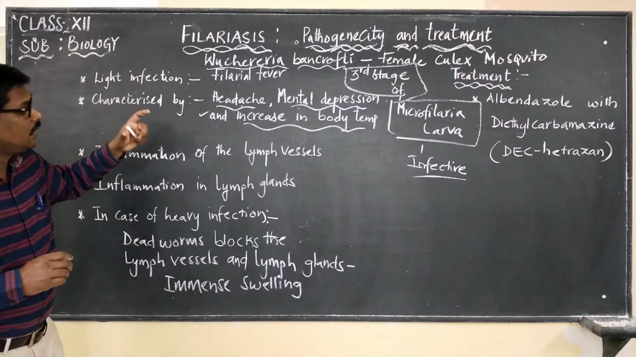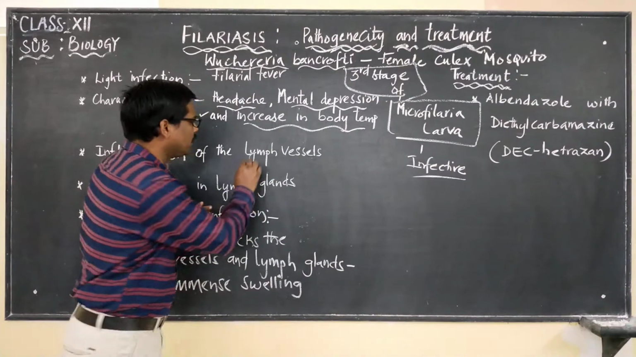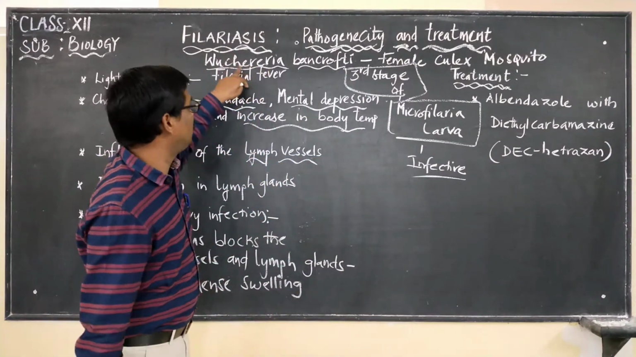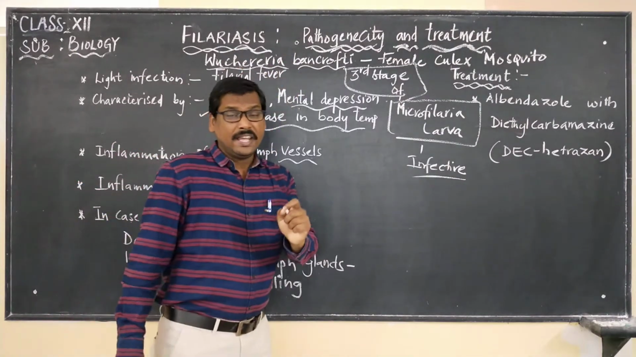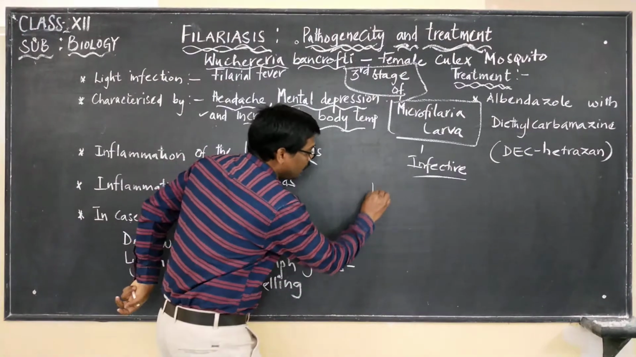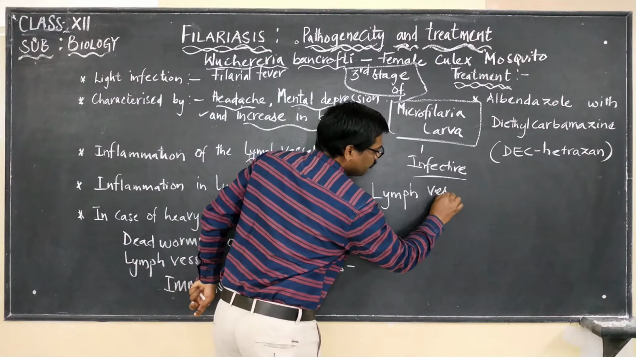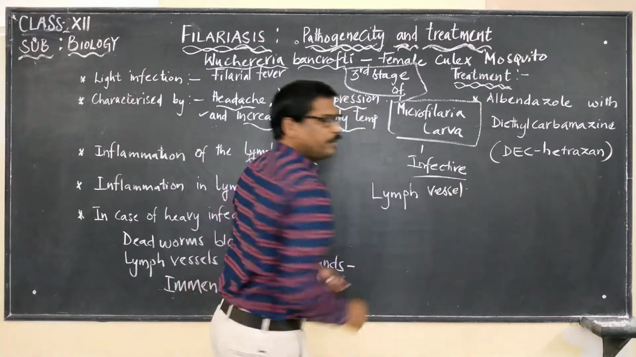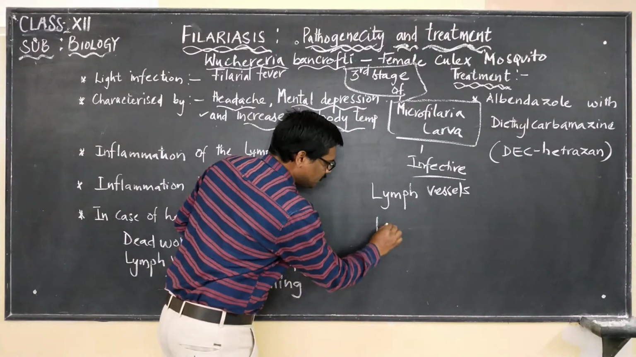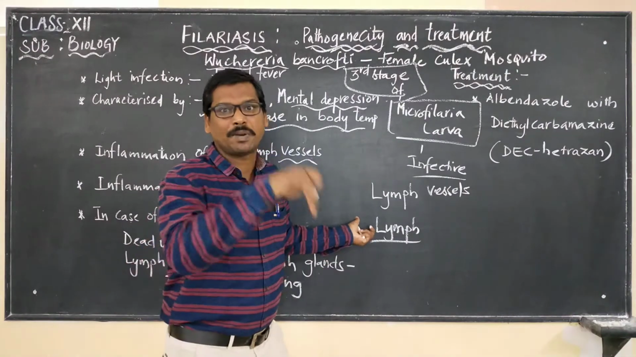Now, when a person is infected with this disease, in the very beginning we will see inflammation of the lymph vessels. Why do we call it lymph vessels? Kindly note that this filarial worm, Wuchereria bancrofti, infects and resides in the host body in the lymph vessels, in the lymph nodes or lymphatic tissue. Otherwise, it is present in the tissue called lymph.